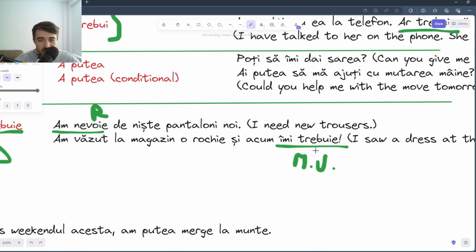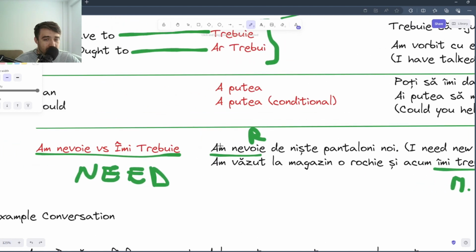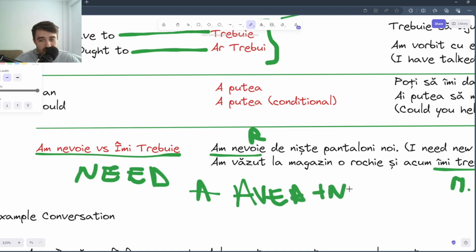And as I said, you conjugate this îmi. Well, you don't conjugate, you change this îmi. You don't change the trebuie. And then am nevoie, a avea nevoie. This is not to do with a conditional. The way to say I need is a avea. So conjugate the to have and nevoie.